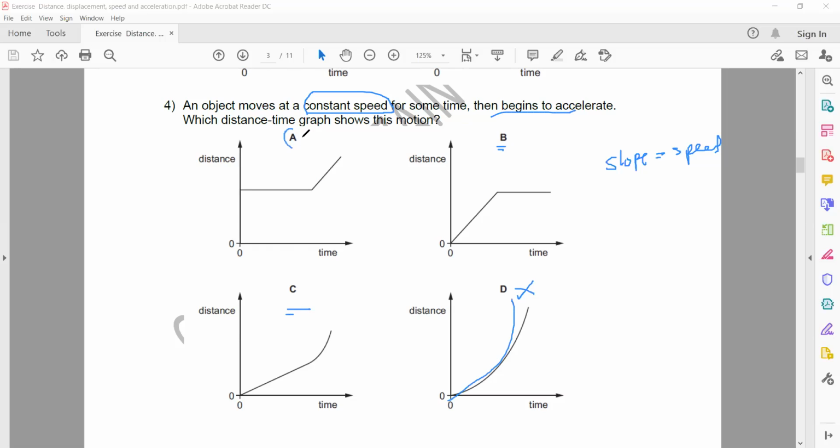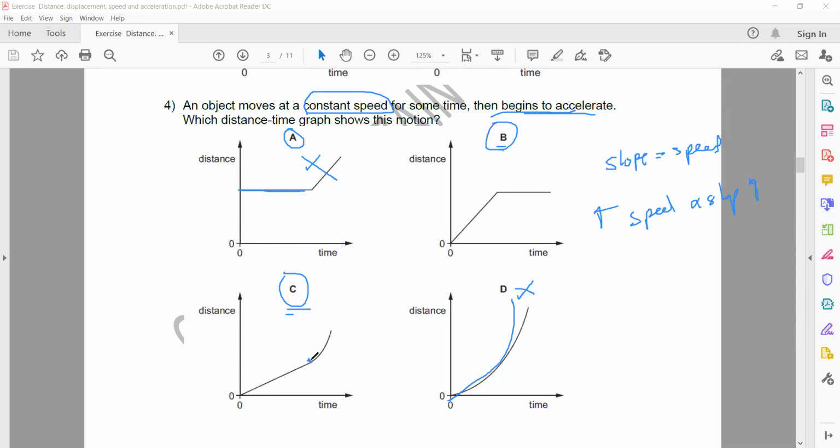Why can it not be A? Because in the beginning the slope is 0, so the speed is 0. So it cannot be A, it cannot be D. So either C or B can be the answer. Then they mention it began to accelerate. Accelerate means the speed increases. For a distance-time graph, slope represents speed, so if the speed is increasing, the slope should also increase.